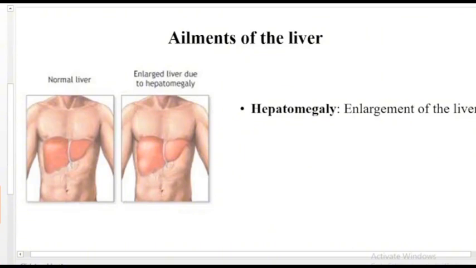We come to hepatomegaly. Hepatomegaly is an enlargement of the liver. This enlargement of the liver is caused by a lot of factors. Number one, excess intake of alcohol. Number two, infections. Number three, viruses. So once a person is affected by that, you find that the liver will start increasing from its normal size and become enlarged.